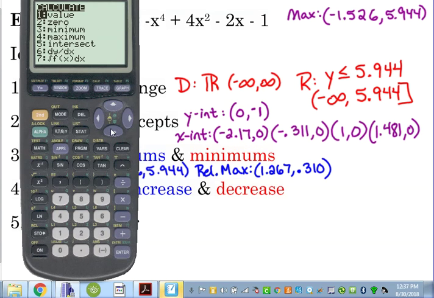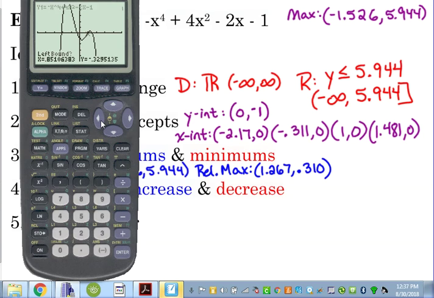And then a relative minimum. And yes, I would like for you to identify whether they're relative or absolute. Okay, that's good practice as well. 0.259, negative 1.254. All right, so I've identified all those, which means my intervals of increasing and decreasing should be pretty easy at this point.